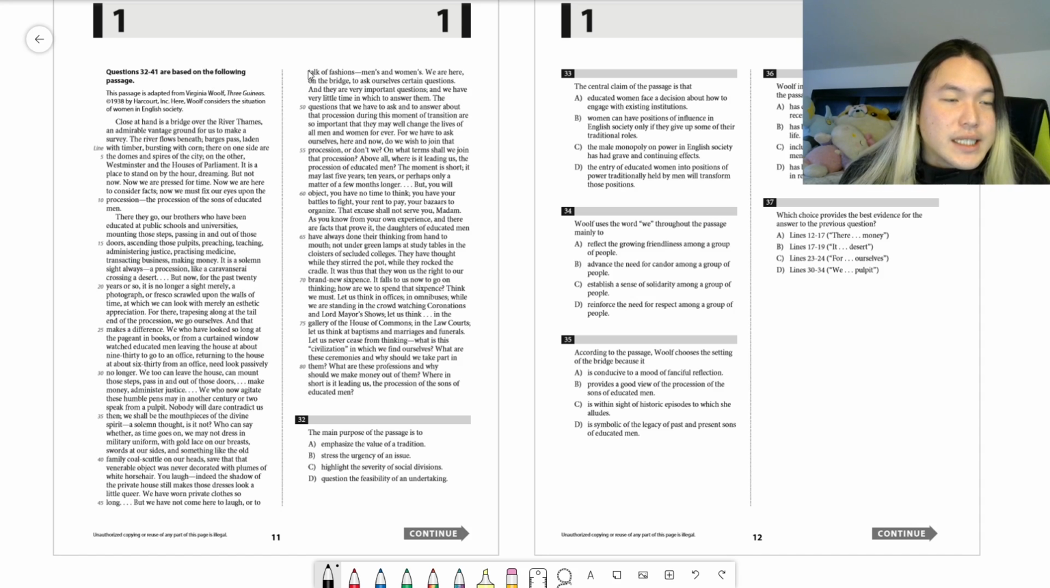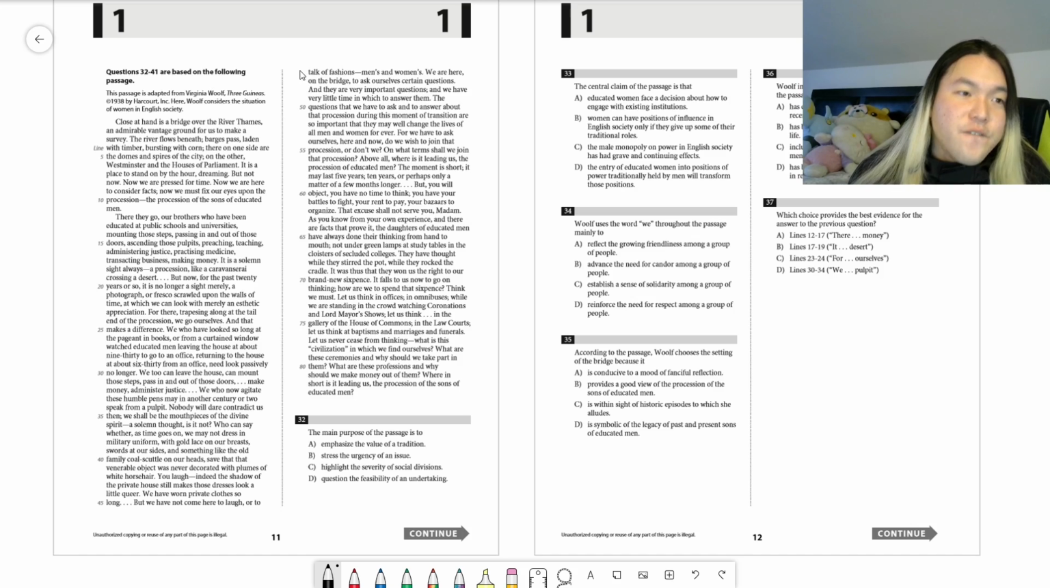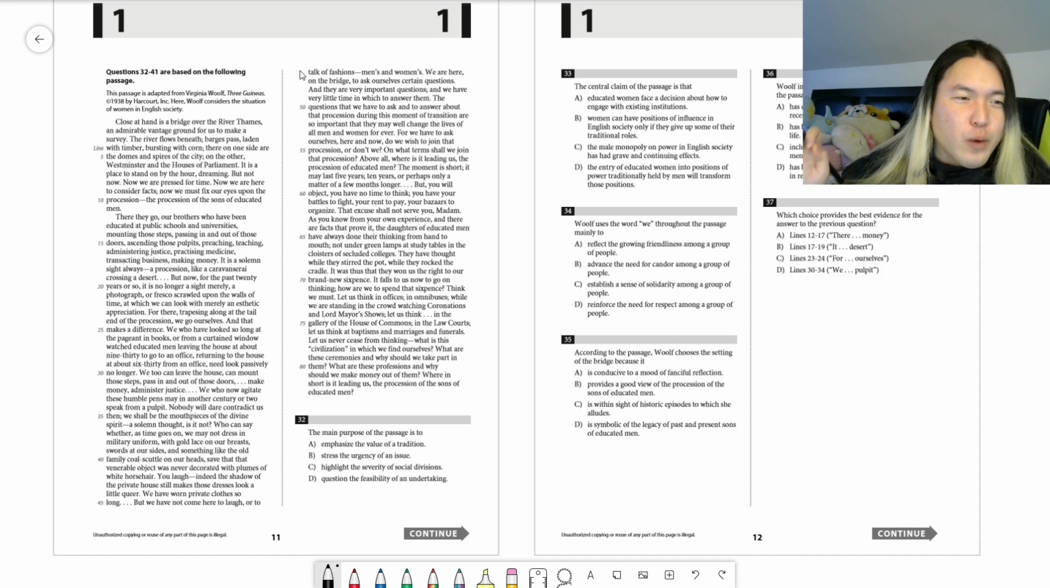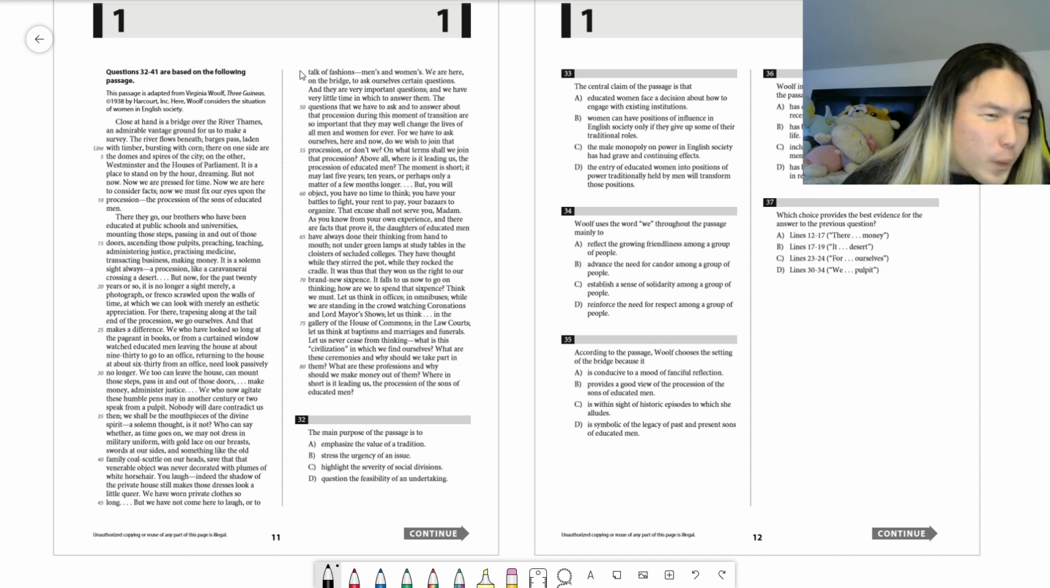We are here on the bridge to ask ourselves certain questions, and they are very important questions, and we have very little time in which to answer them. The questions that we have to ask and to answer about that procession during this moment of transition are so important that they may well change the lives of all men and women forever. For we have to ask ourselves here and now, do we wish to join that procession or don't we? On what terms shall we join that procession? Above all, where is it taking us, the procession of educated men? The moment is short. It may last 5 years, 10 years, or perhaps only a matter of a few months longer. But you will object.